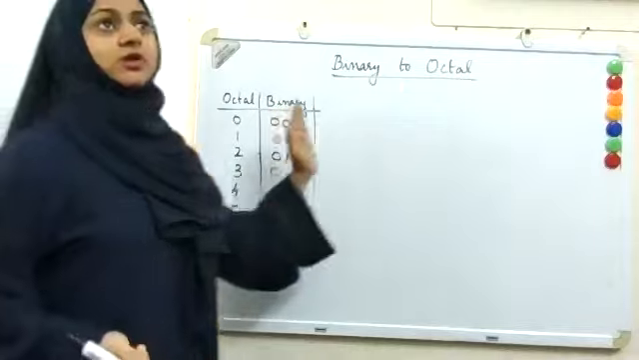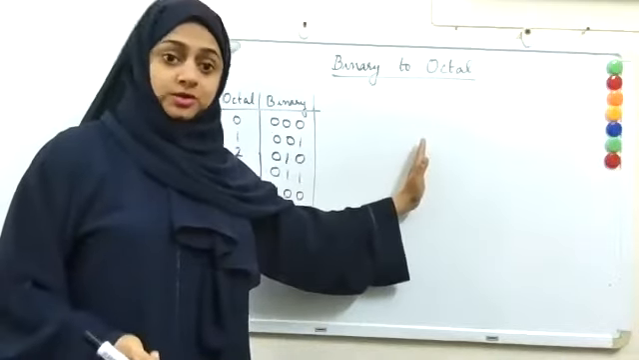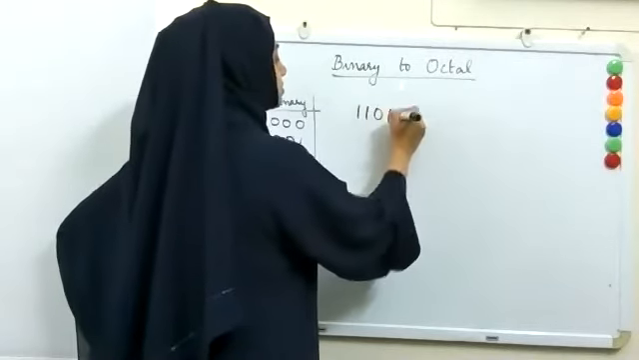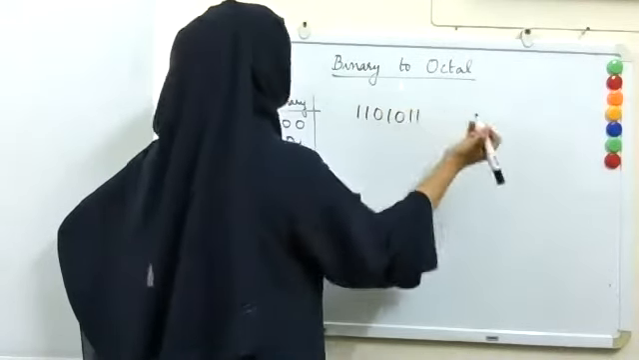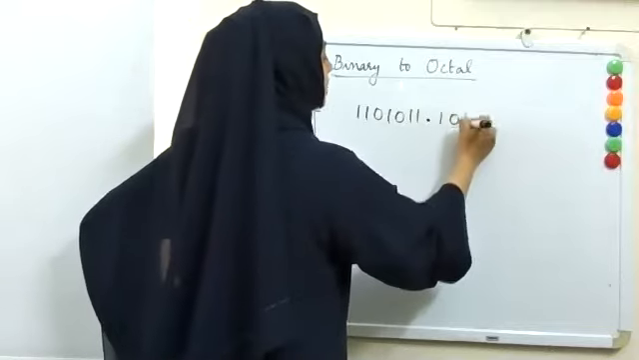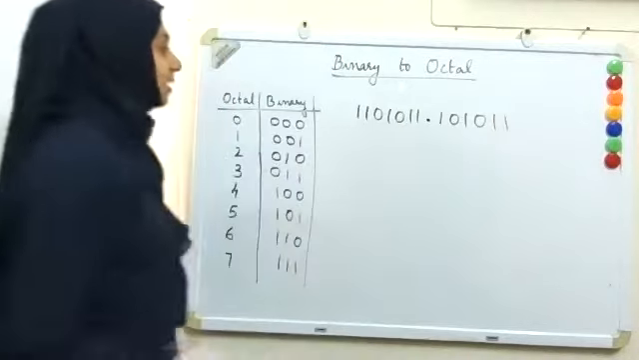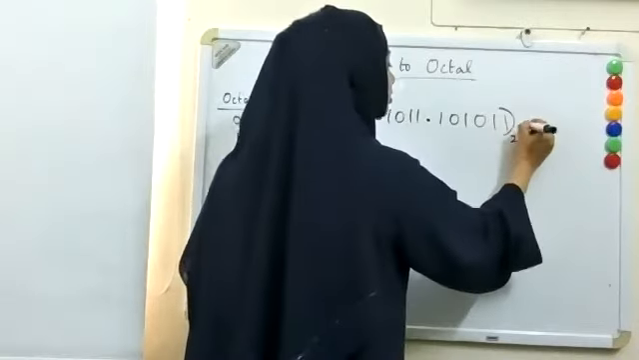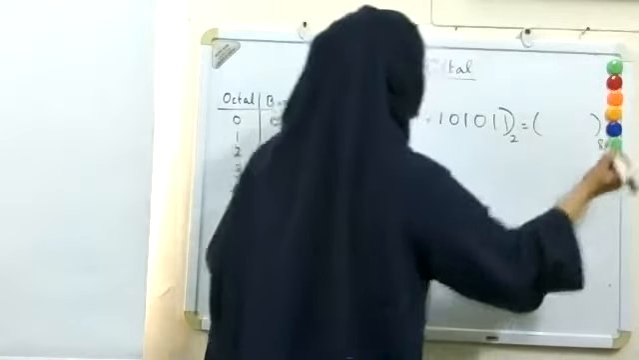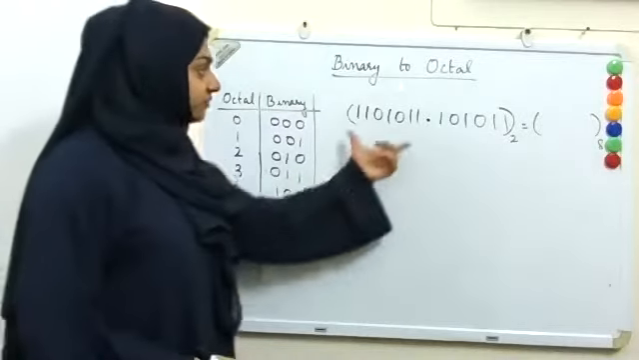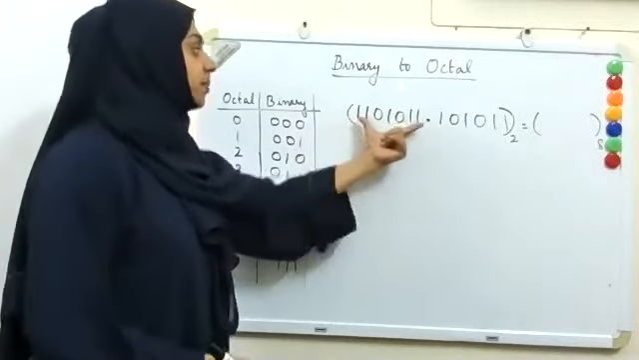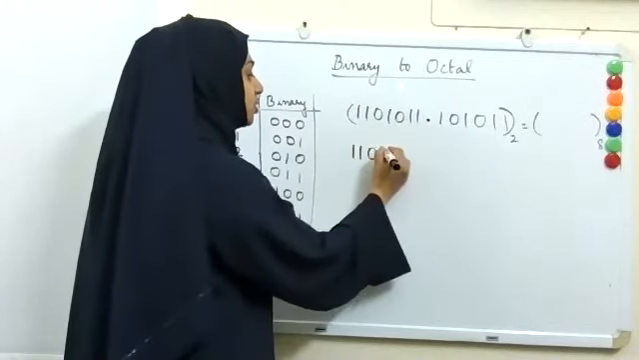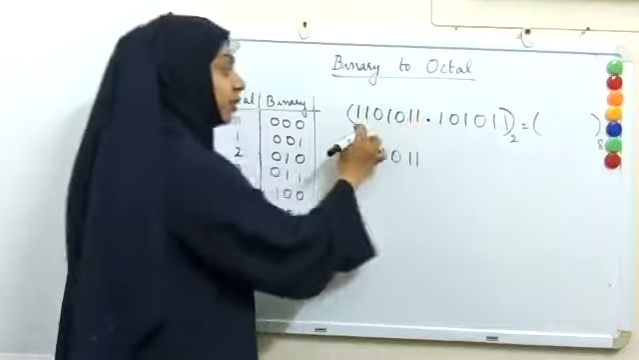Okay. I'll straight away go for a number with a point. So a binary number with a point, let me write it as 1100010111 point 101011. Okay, whatever it is. So this is a binary number. You have to convert it into an octal number. To convert, we will first take the numbers before the point. So I have here 1101011 before the point, right?